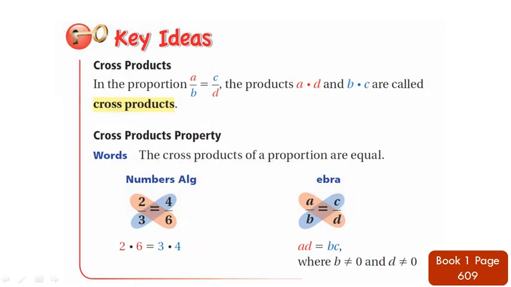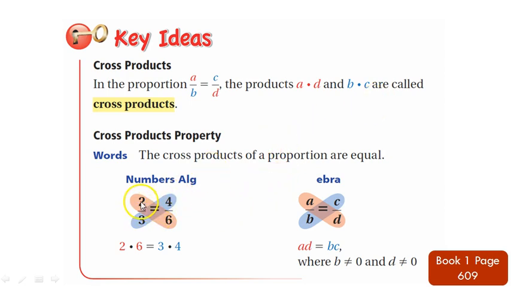We can also compare proportions by using something called the cross products. When we write the proportion A over B equals C over D, when we cross multiply, the products of A and D and the products of B and C are called cross products. And if the proportion is there, the cross products will be equal.